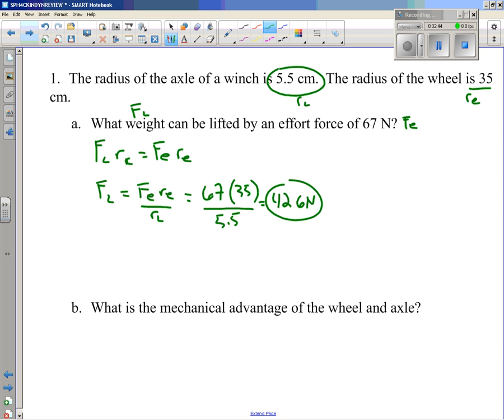What's the mechanical advantage? Again, you can do it using whatever you have. Again, I'm going to go to IMA because the question gave me the 35 and the 5.5. The effort radius over the load radius. So I got 35 divided by 5.5, and it gives me 6.4.